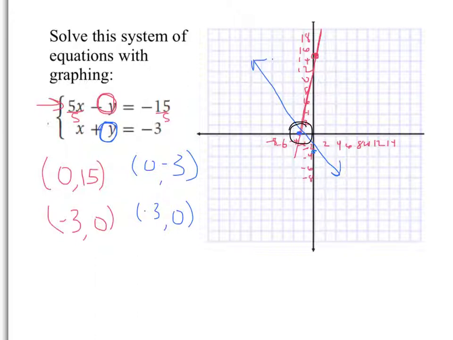So solving the system, the values that make these system of equations true would be when x is negative 3 and y is 0. If you wanted to double check your work, you could go back to your original equations and plug in those values and make sure it comes out true.